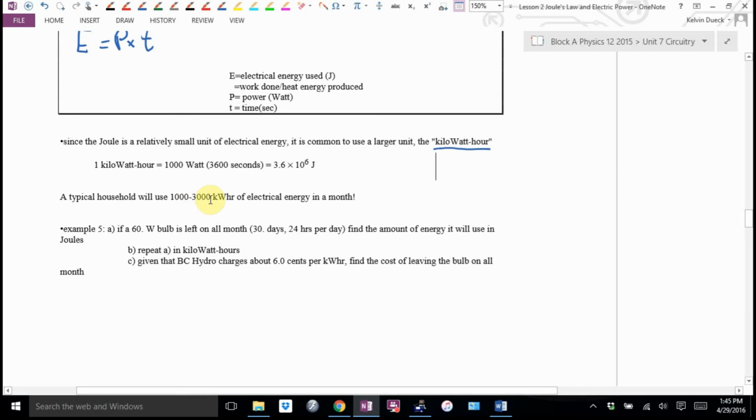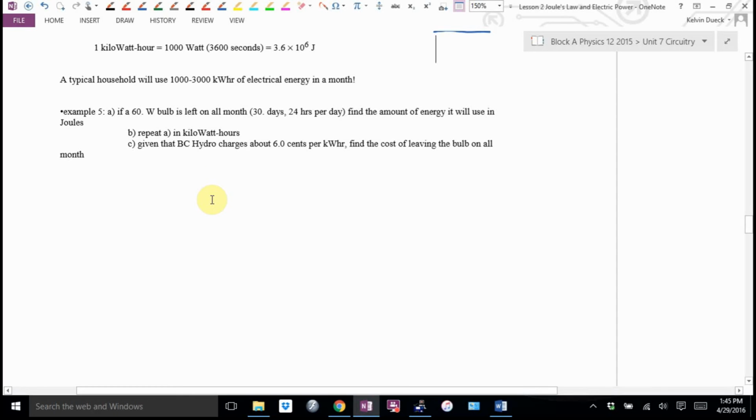Let's actually crunch some numbers. Let's use a 60-watt bulb, example 5. If a 60-watt bulb is left on all month, let's assume it's a 30-day month, 24 hours a day. How much energy will it use in joules?